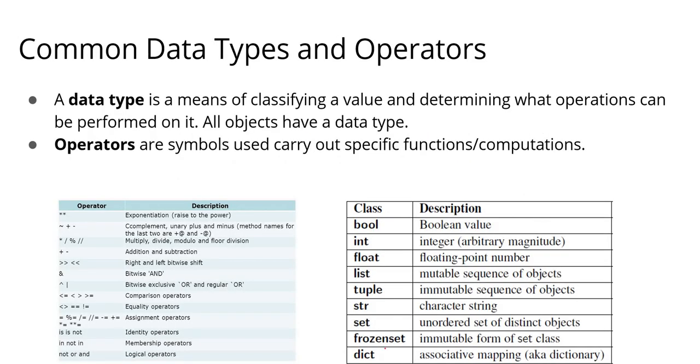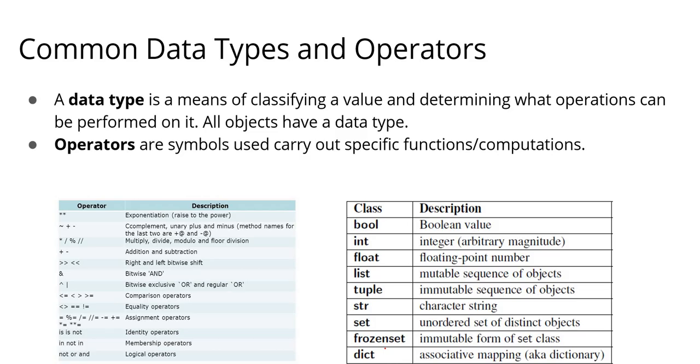So these are the common data types and operators used in Python. What is a data type? It is a means of classifying a value and determining what operations can be performed on it. All objects have a data type. Apart from this, operators are basically single symbols used to carry out specific functions and computations. So these are the data types and operators.